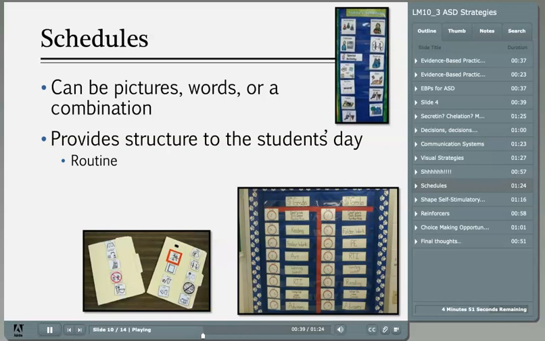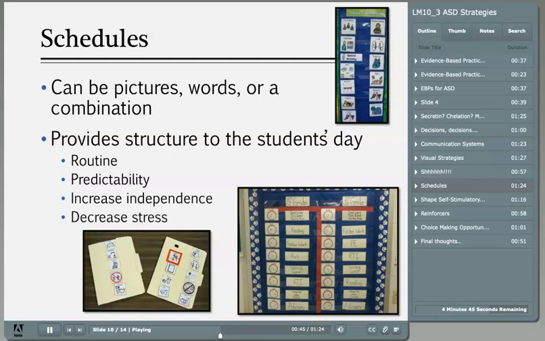Schedules provide routine and predictability and allow the child to be more independent throughout their day. When students know what to expect and can move through their day with increased independence, it decreases their stress and anxiety. Post schedules on the wall, place them on a student's desk, or attach them to something portable. The child should have access to a daily schedule at all times.